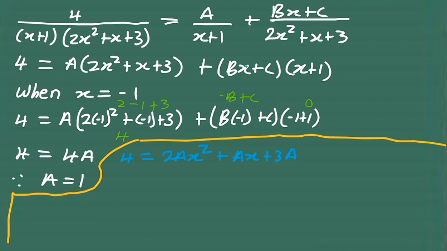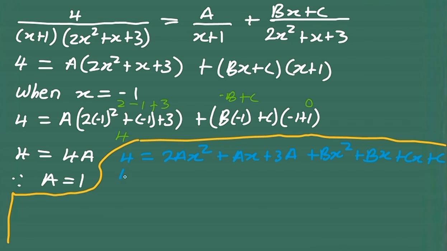For the bx times x, this will give us plus bx squared plus bx, and c times x will give us plus cx plus c. So when you expand this bracket, this is what we are going to arrive at. Now let's group like terms.